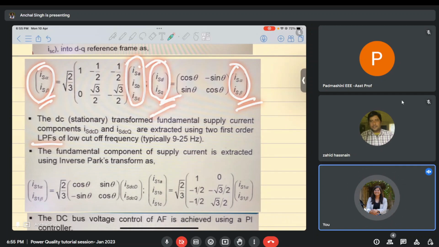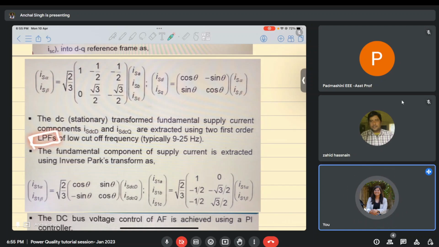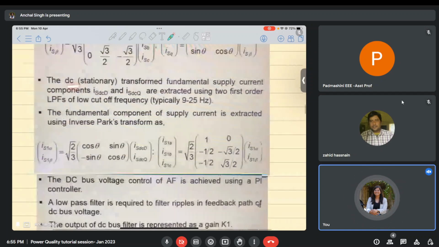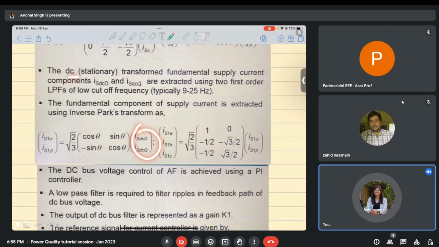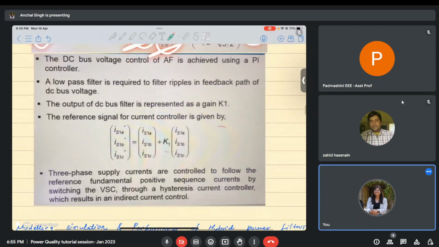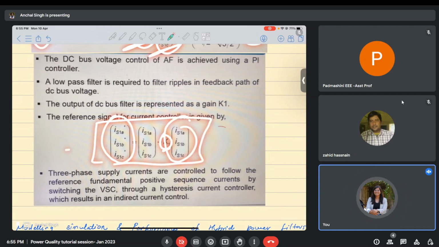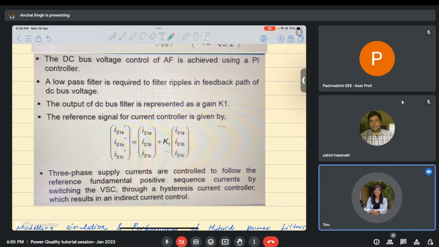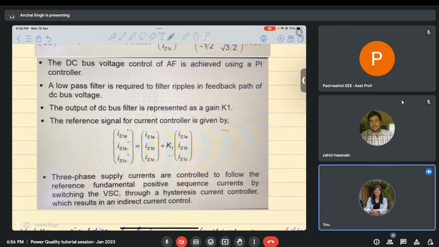Then I am filtering these DQ domain components using a low pass filter in order to obtain the DC components. Using those DC components, I am again converting DQ into alpha beta and then alpha beta into ABC. These ABC components will act as a reference current for my system, along with another factor Ki multiplied by these currents, and the sum of both will give rise to the supply reference currents. Then using these reference currents, I am able to obtain the gating pulses for the switches present in the active series filter or any kind of active compensator.